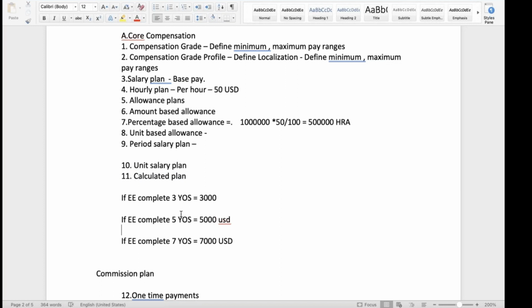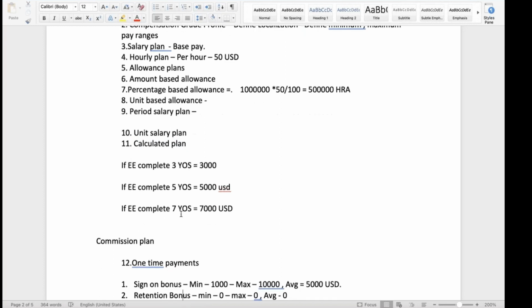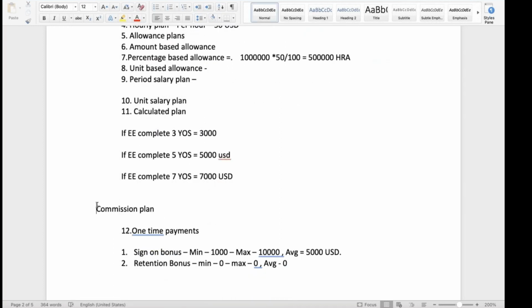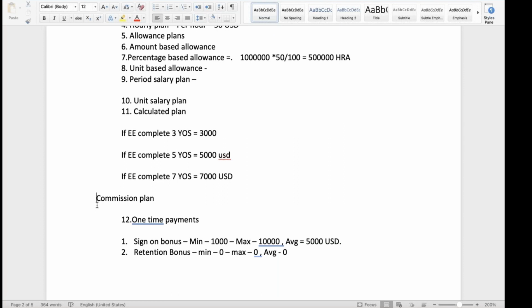And then commission plan. Can anyone try an example for commission plan? Anyone would like to give a try for commission plan? The name itself says commission.